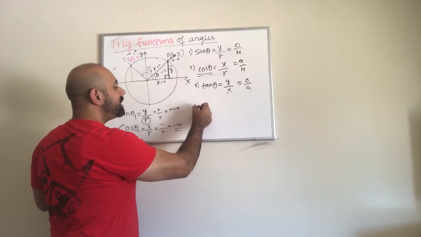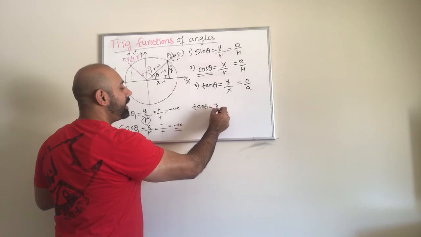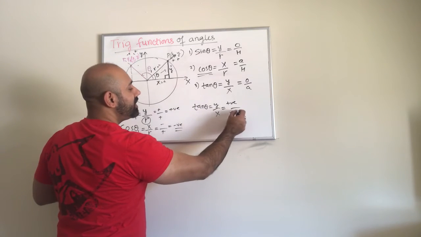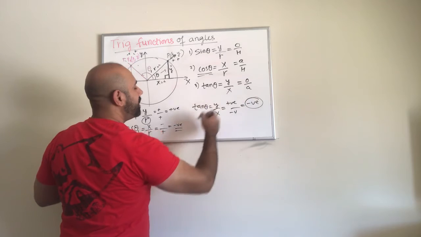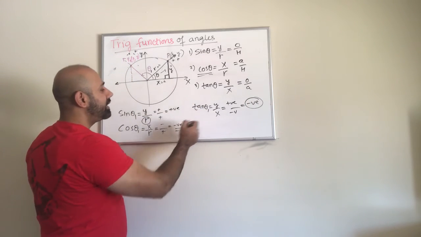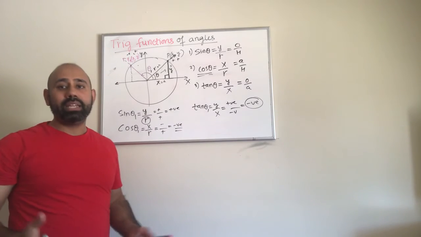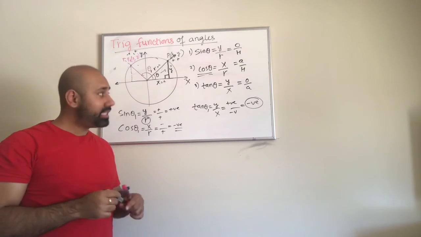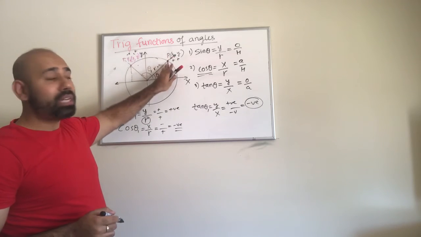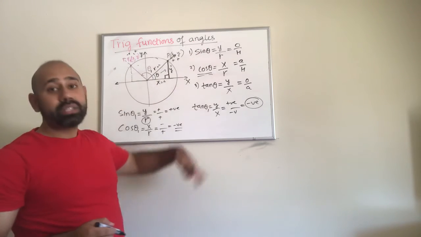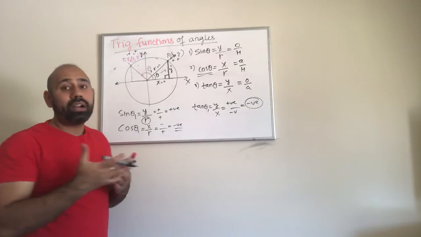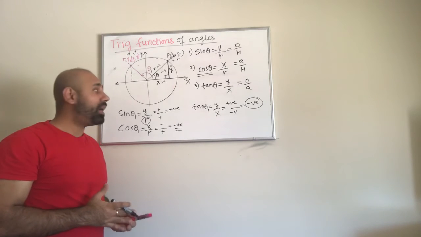Guys, same thing for the tangent. We know tangent is y over x. Y is still positive in the second quadrant, but x is negative, so you will end up getting a negative value. The other way of thinking about this is the tangent is the ratio of sine over cosine, and if one of them is negative, then you will end up getting a negative as the final answer. So that is the difference, guys. In the first quadrant, everything is positive, x and y are positive, and so all the trig functions are positive. In the second quadrant, guys, cosine and tangent are negative, and only sine is going to be positive.